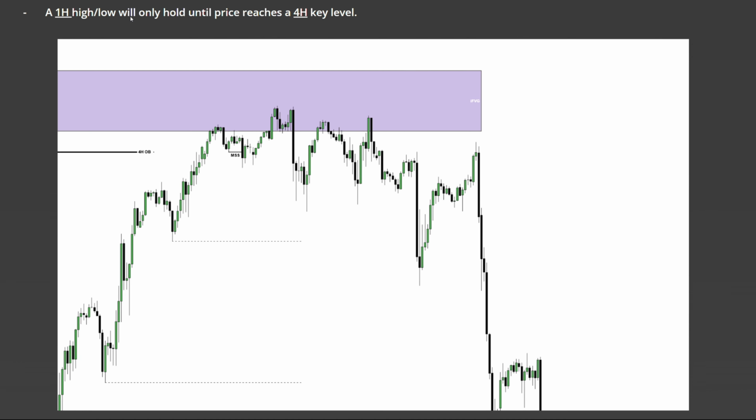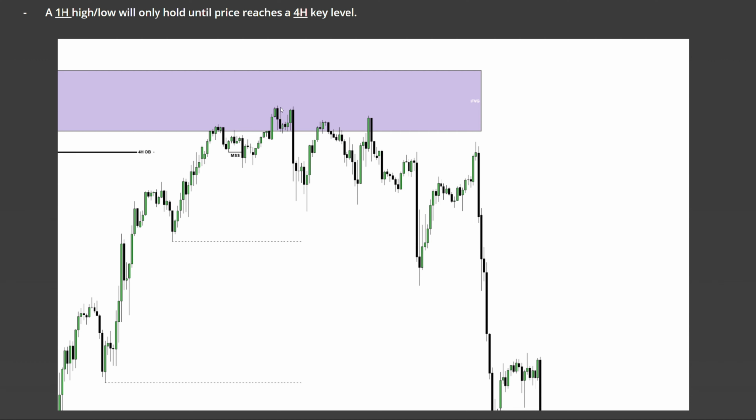A 1-hour high / low will only hold until price reaches a 4-hour key level. This 1-hour low is being respected. This 1-hour low being respected. Notice this is a bullish trend. High, disrespected, high, disrespected, high, disrespected, right? We have what some might call a market structure shift.